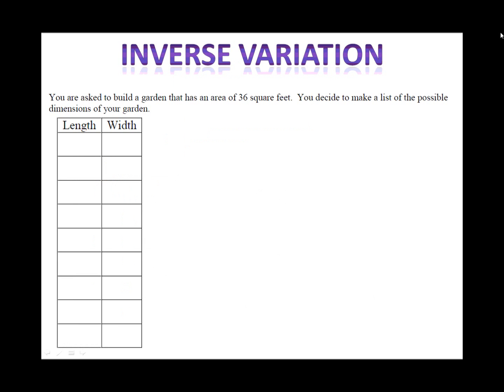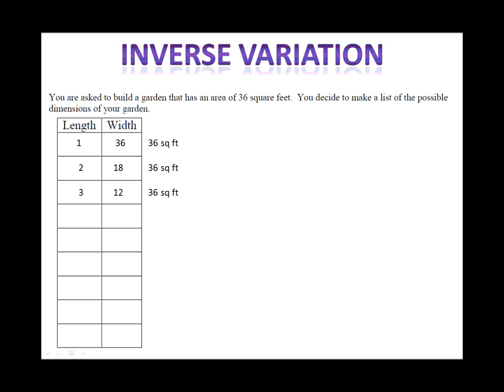Today we're going to look at something a little bit different. In today's example, we're asked to build a garden that has an area of 36 square feet. Let's list some possible dimensions. We could have a length of 1 and a width of 36. Remember, area is length times width, which gives us our 36 square feet. We could increase the length to 2. The width would now be 18. Again, that would give us 36 square feet.